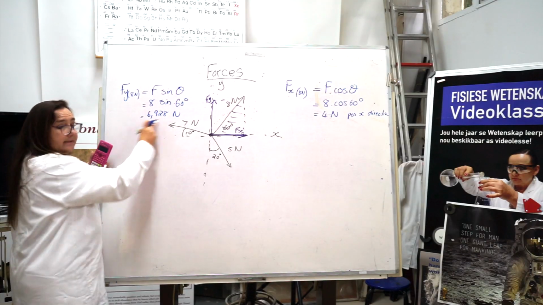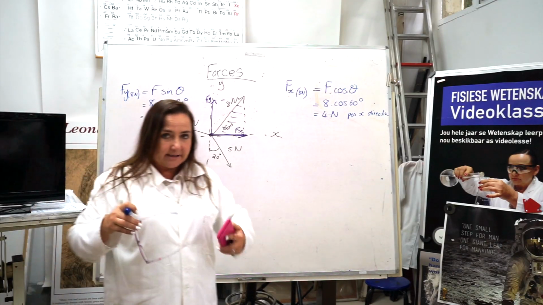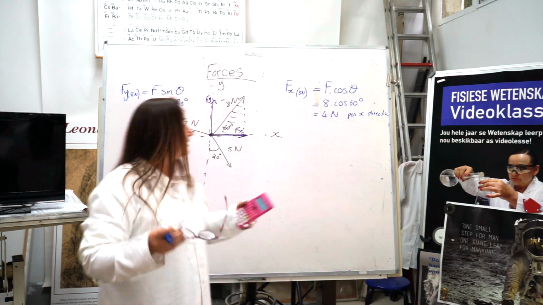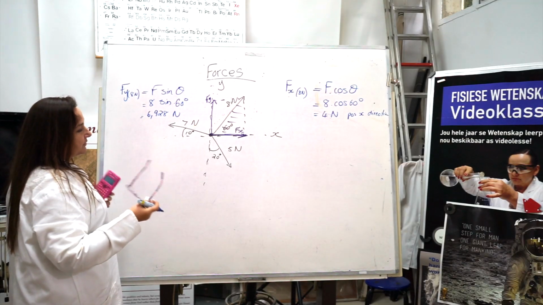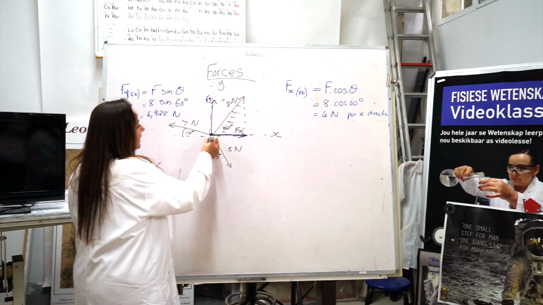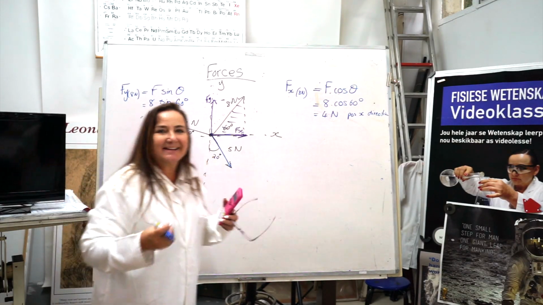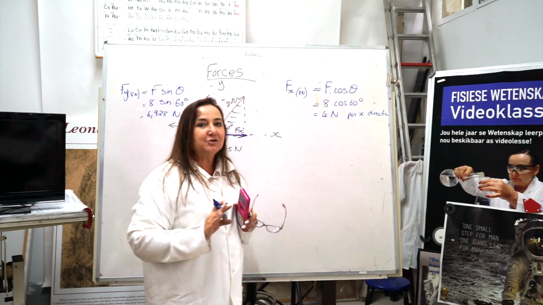I'm going to keep it as 3 decimals, and only at the end I'm going to work it back to 2 decimals. Alright, so that is now done with the 8 Newton one. Now I'm going to go over to this one. So you see, it's just very systematically that you're going to do it. Just stick systematically to your guns.